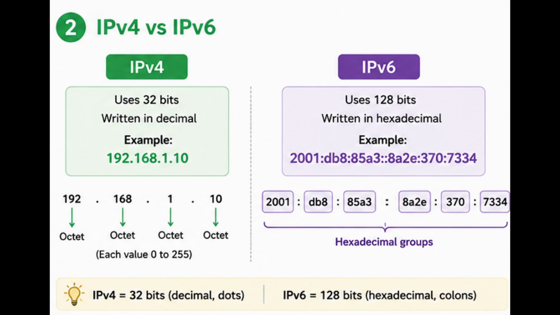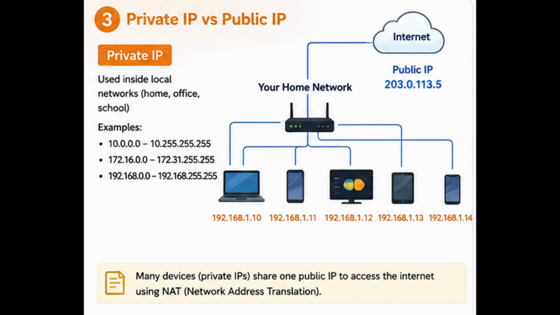The second version is IPv6. IPv6 was developed partly because the world needed a much larger address space. IPv6 uses 128 bits, so it can provide an extremely large number of unique addresses. An IPv6 address looks very different from IPv4. For example, you can see it on the screen. IP addresses come in different types based on how they are used and assigned.